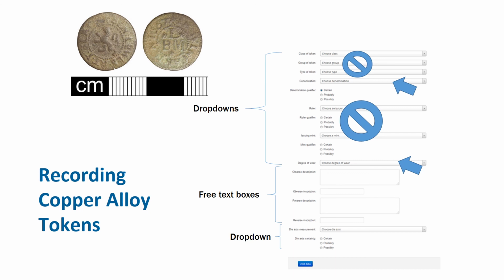Thankfully, the problems with the Jetton or token form on the database do not affect the copper alloy tokens, so it's safe to use. However, remember they are designed for recording Jettons, so there are still some issues. So the first three drop-downs, class, type and group of token, can be ignored. They are for Jettons. Instead, we go straight to the denomination drop-down, for which we can choose here farthing, halfpenny or penny. Then we miss out the next two, ruler and mint, again aimed at Jetton recording, before completing the degree of wear drop-down.